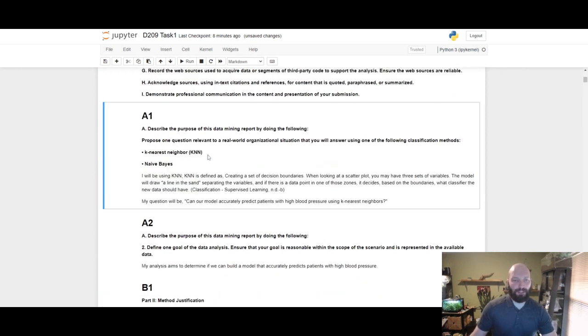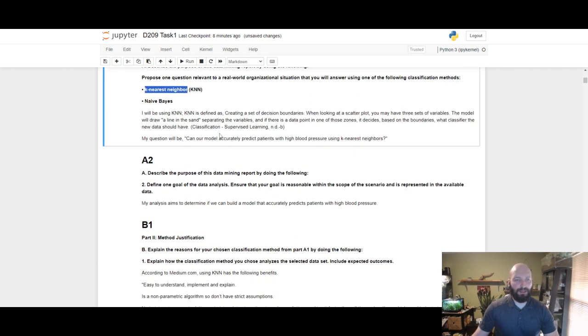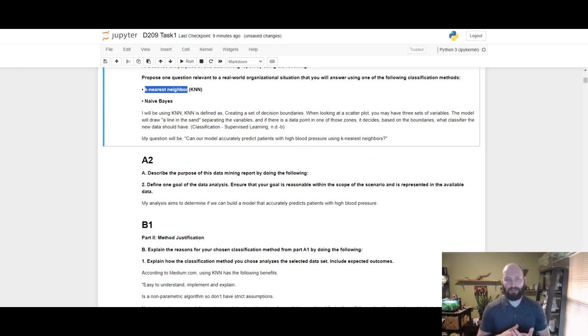So starting out, describe the purpose, propose one question relevant to organizational situation that you will answer using the following classification methods. So the classification method I'm using is KNN, and as defined, it creates a set of decision boundaries. I have a picture that helps identify this. Basically, if we have a scatter plot and we have three points that are known and labeled, and then we have one that's unlabeled, what KNN is going to do, depending on our KNN number, is help assign or predict or learn what that unlabeled data point is based on distance.